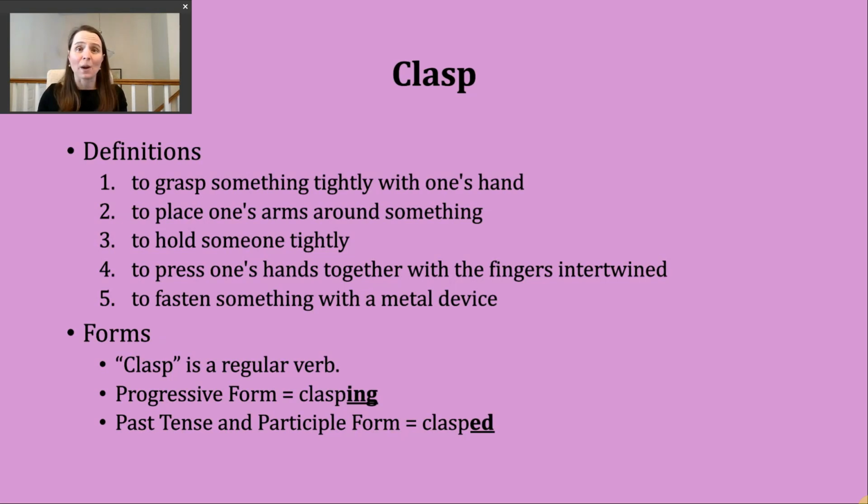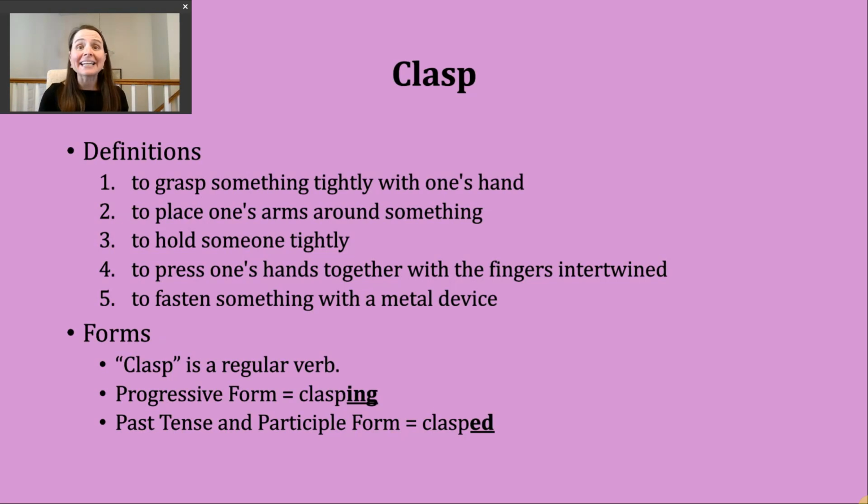And then a fifth way we can use the verb clasp is to mean to fasten something using a metal device. And it won't probably surprise you to learn that clasp can also be used as a noun, and it's going to tie back to this fifth definition. We'll look at some pictures and discuss that meaning in just a few moments.